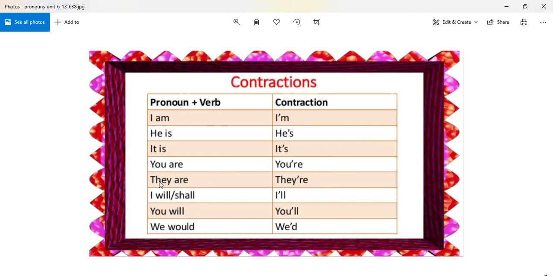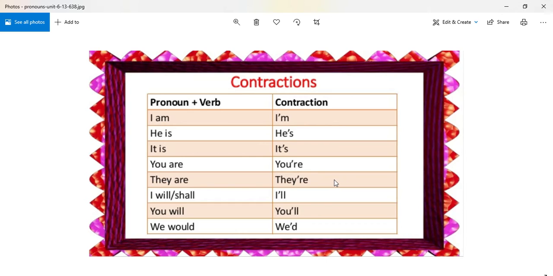The same for they are. We write they, we drop the A and write an apostrophe, then RE. They're great students.